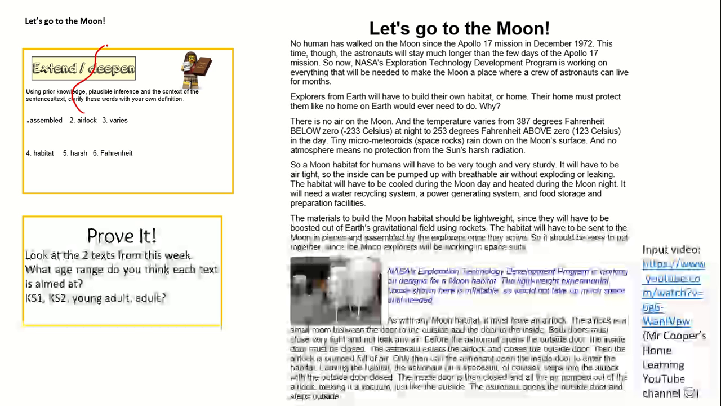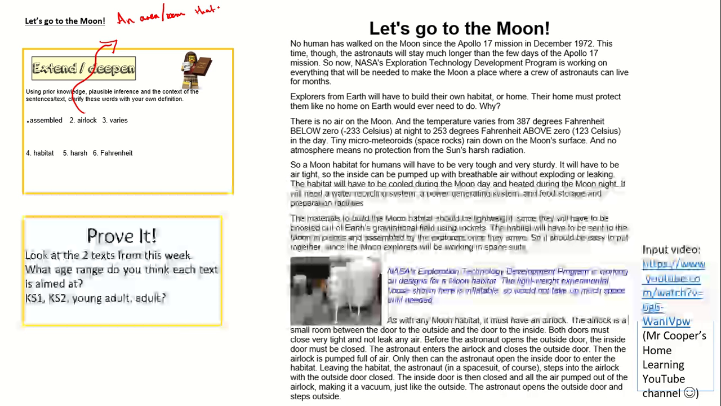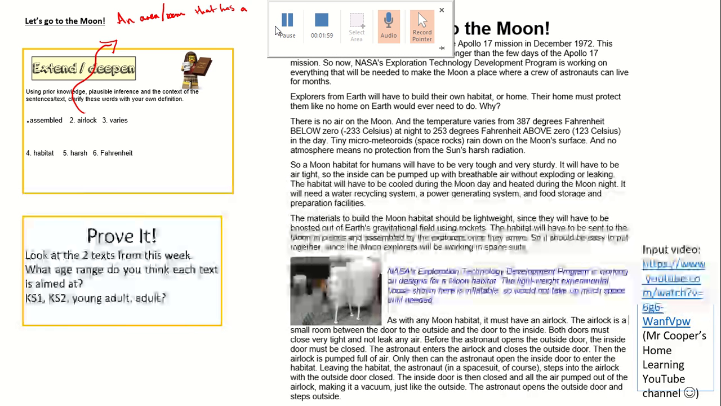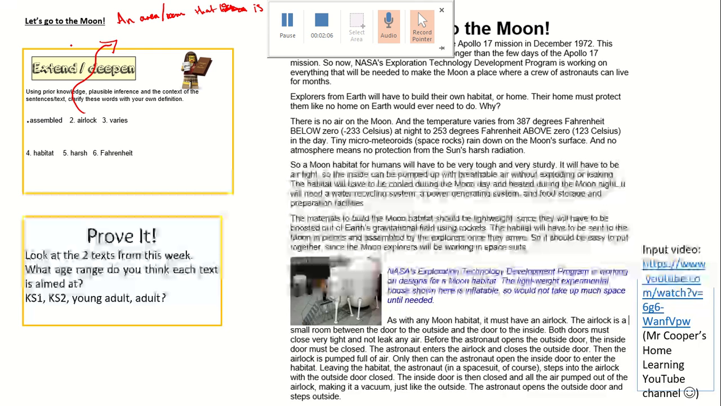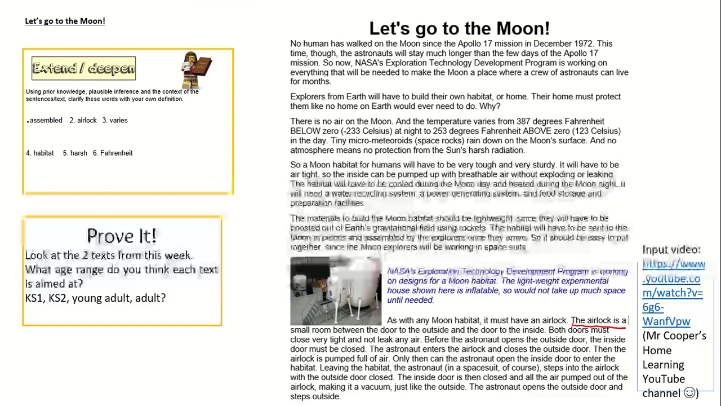The next one, airlock, I think is quite a tricky one. Any moon habitat must have an airlock. The airlock is a small room between the door to the outside and the door to the inside. So airlock is an area or room that has a door between. It's a bit of retrieval, really. You need to retrieve this bit here. If you write that out, I think that's a fair definition of an airlock, without going into too much more detail.